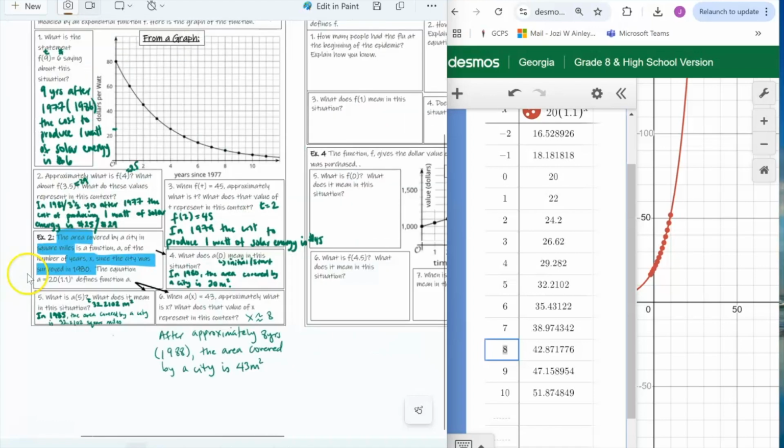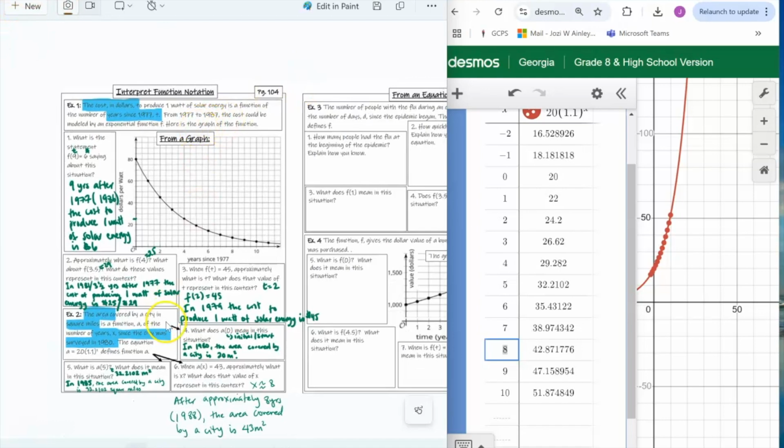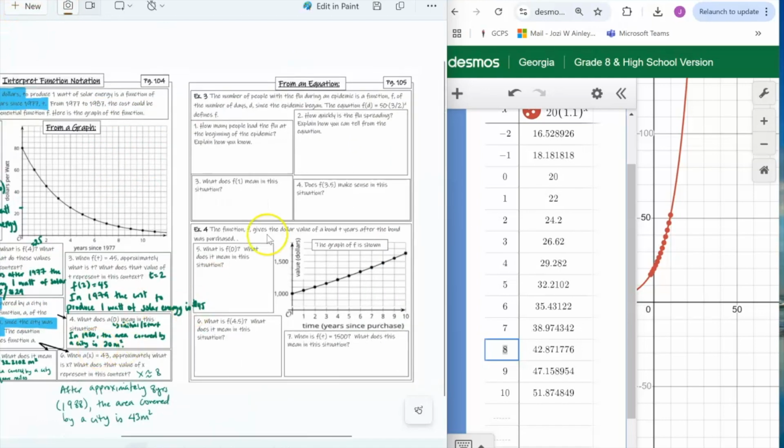All right, now that we've gone ahead and done both interpreting a function from a graph and from an equation, I want you to go ahead and practice as well. So this one is from an equation and this one is from a graph. Let's practice.